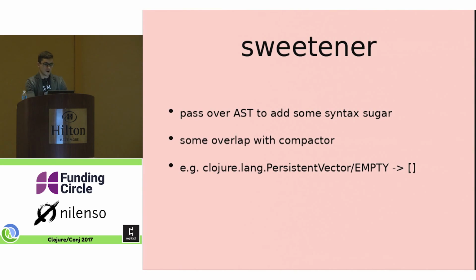The sweetener is a phase that essentially adds syntax sugar over the AST, and it overlaps significantly with a later phase that I'm going to describe, which is the compactor. The way in which they differ is that the sweetener acts over the AST while the compactor acts over code. And so if you have to do some sugaring that needs to know type info, for example, or lexical context info, then you're going to have to do it at the AST level.